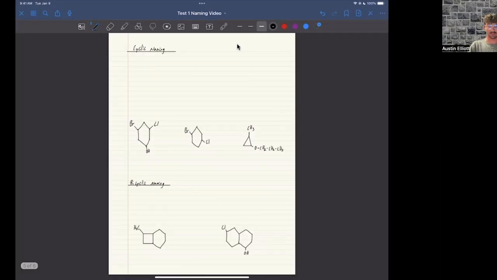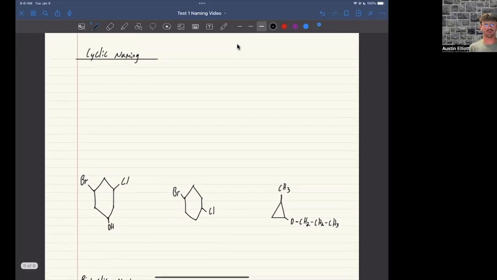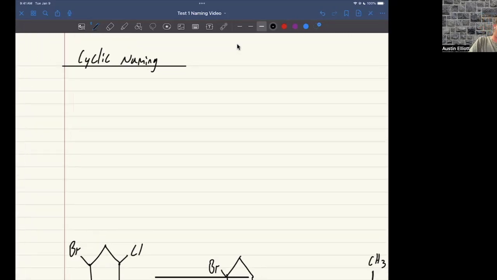Some cyclic naming. Cyclic just means ring structures, and these can be as small as a 3-carbon ring, or all the way up to, I don't know, a 10-carbon. It can be as big as Dr. Berg wants to give it to you, but generally knowing up to 10 should be okay for the rings.